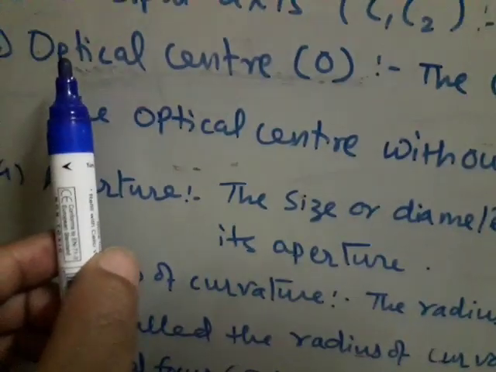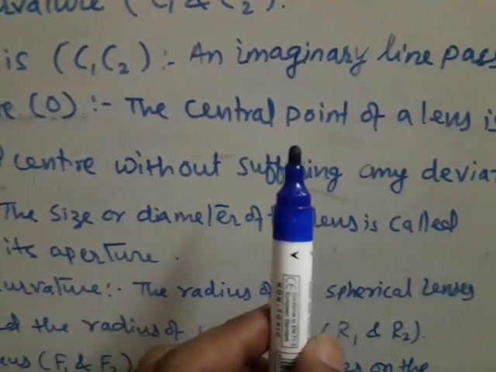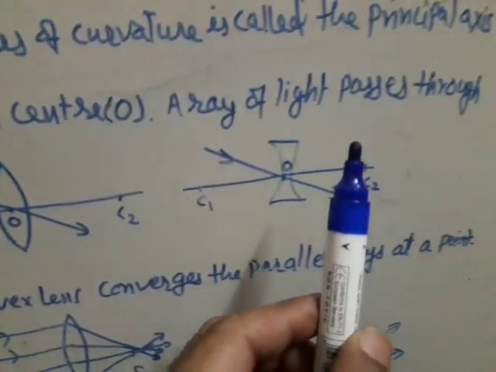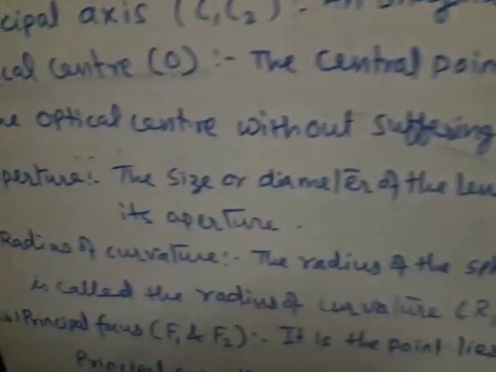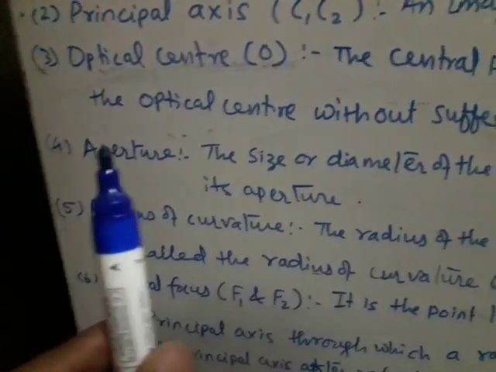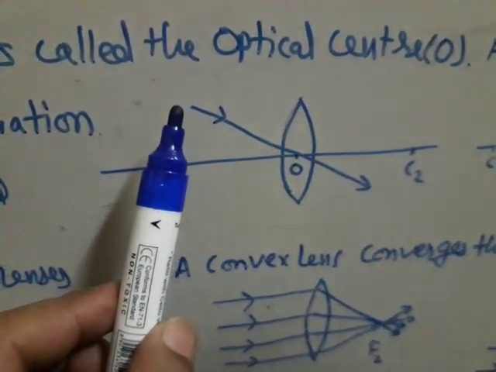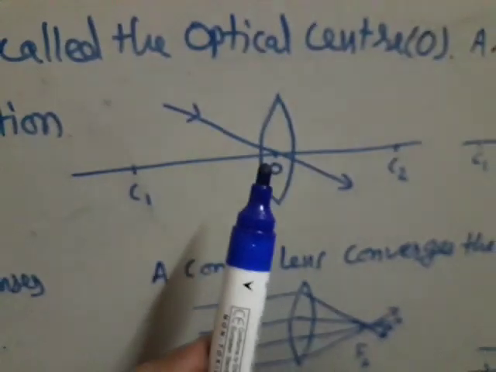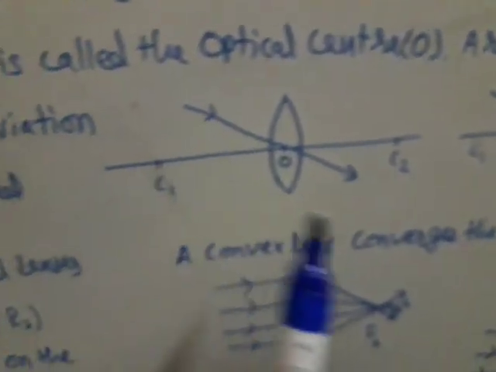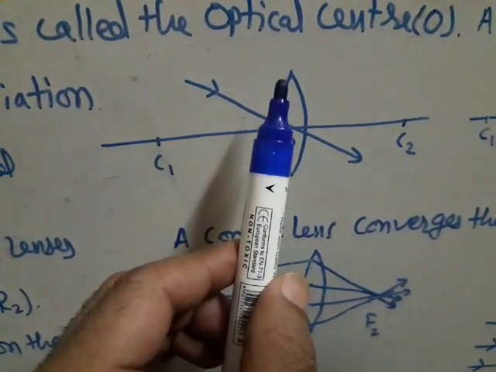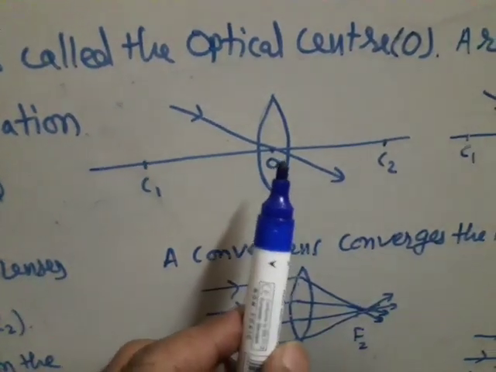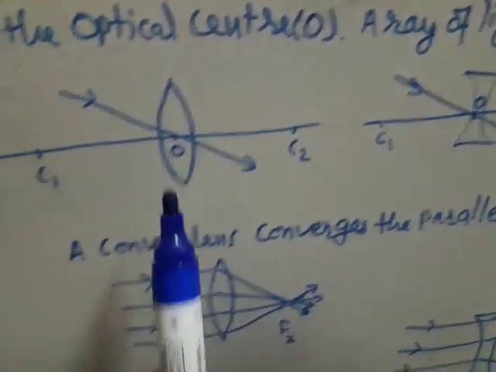Another point is the optical center O. The central point of a lens is called its optical center O. A ray of light passing through the optical center goes without suffering any deviation. You see in the figure that a ray of light goes straight after passing through the optical center in both lenses, so without any deviation. So the central point of the lenses through which a ray of light goes undeviated is called the optical center. It is represented by the letter O.